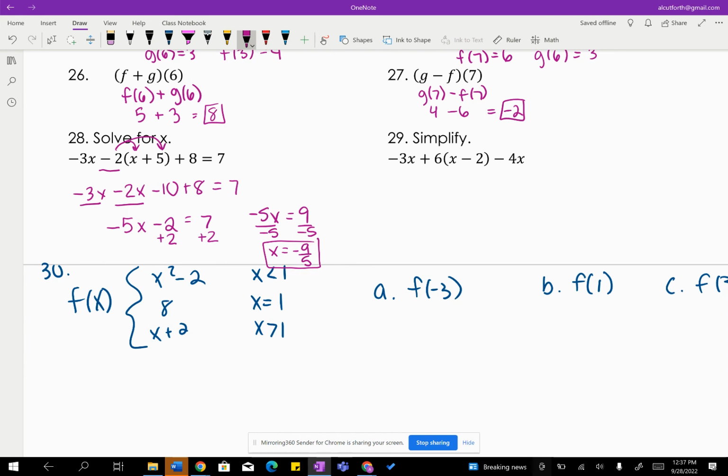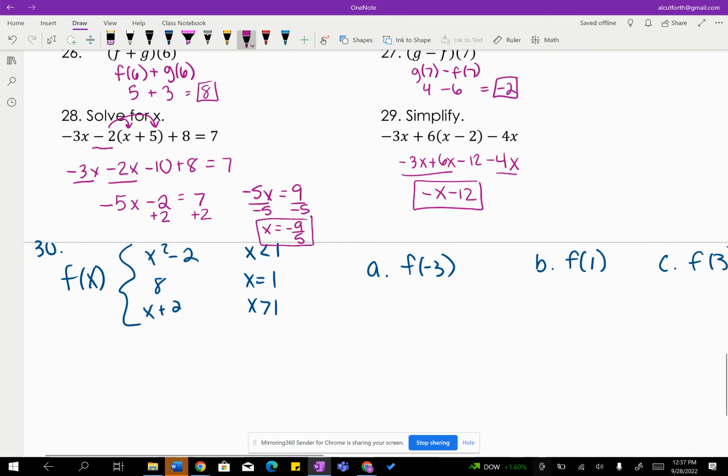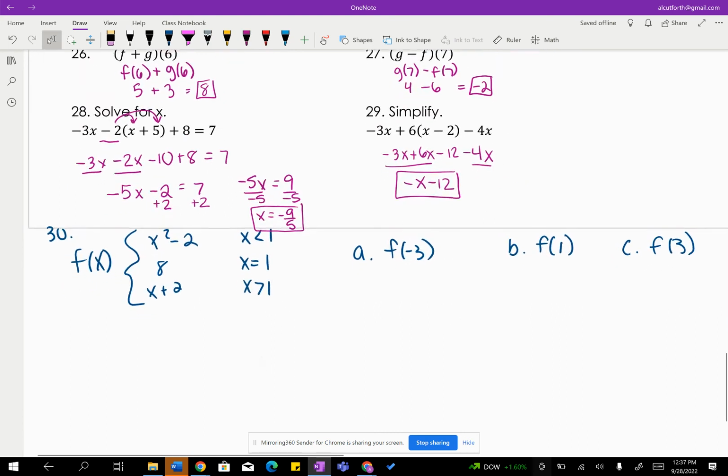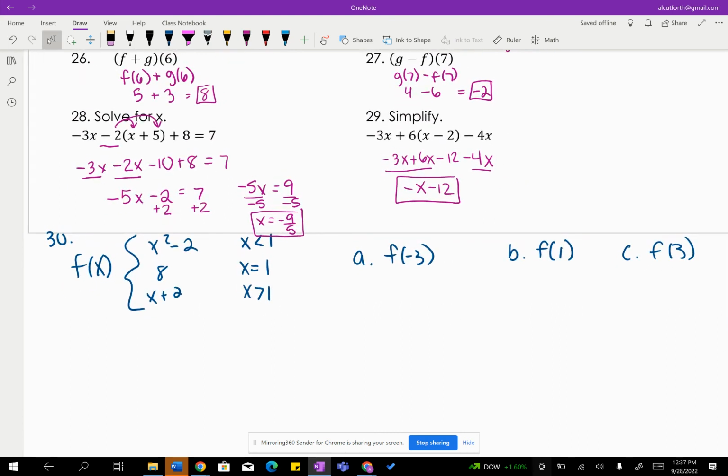For 29, we're simplifying -3x plus 6x minus 12 minus 4x. Our x's are all going to combine to become -3 plus 6 will be 3 minus 4 will be -x. And then the 12 will just be by itself. So we're not solving. There's no equation there. We're just simplifying.